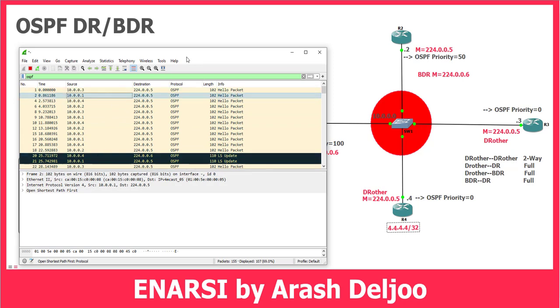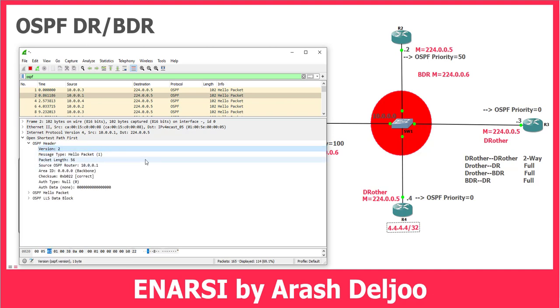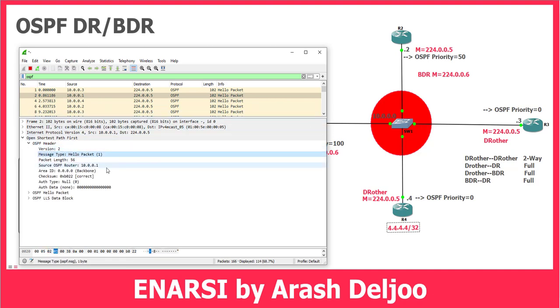Look at here, now you can easily understand all of the content of one OSPF hello packet, because now you learned about the OSPF DR and BDR election. In the OSPF hello, we have the OSPF header. As you can see, the version is 2. You know that we are using version 2. And after that, the message type is hello. The packet length is 56 bytes.